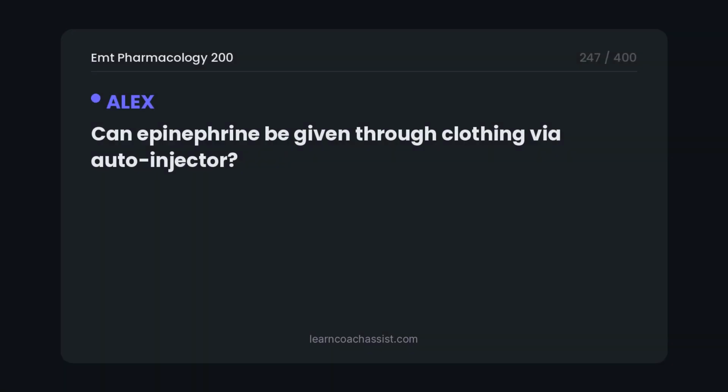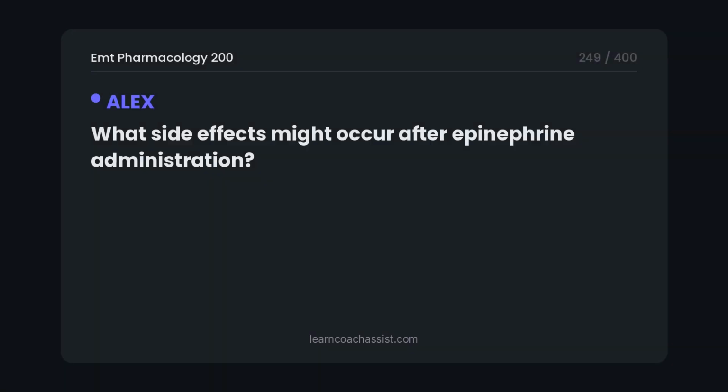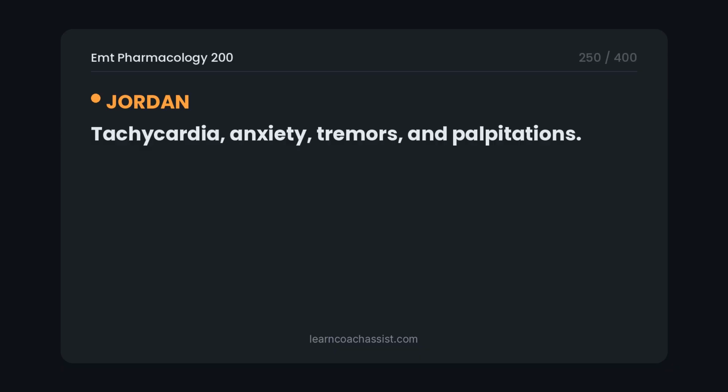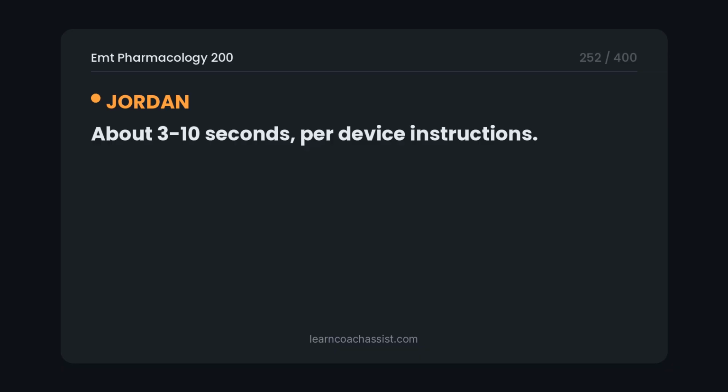Can epinephrine be given through clothing via autoinjector? Yes, most autoinjectors can be administered through light clothing. What side effects might occur after epinephrine administration? Tachycardia, anxiety, tremors, and palpitations. How long should the autoinjector needle be held in the thigh after triggering? About 3 to 10 seconds, per device instructions.